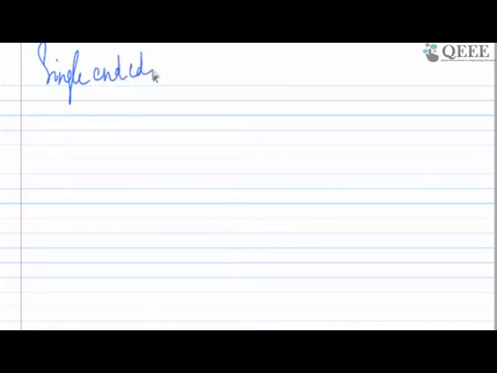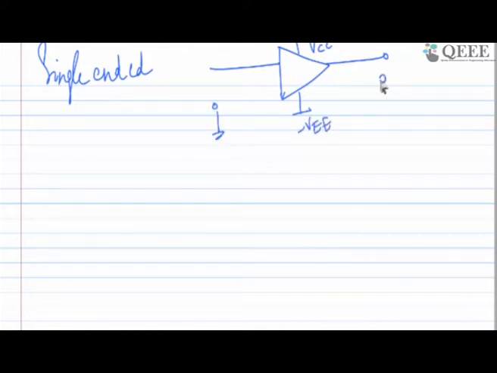When I say single-ended, it means that I have one input and one output. This triangle symbol denotes the amplifier. This antenna symbol denotes your supply voltage. It may be plus VCC, and this may be minus VEE, with respect to ground. This is Vin and this is Vout.